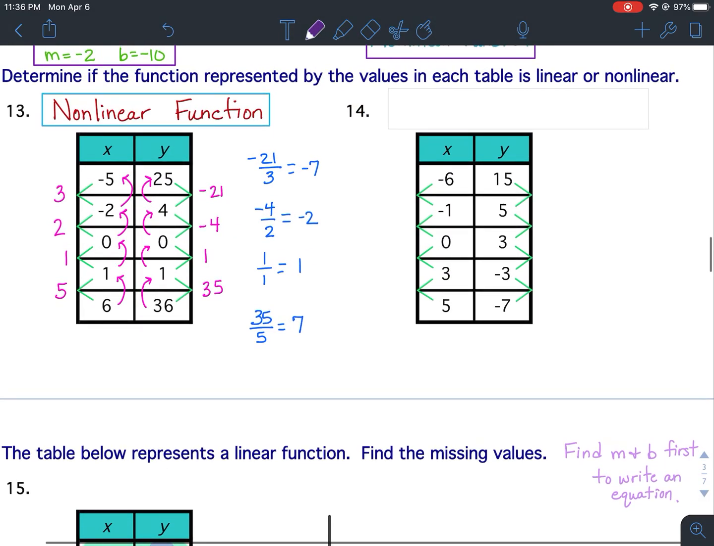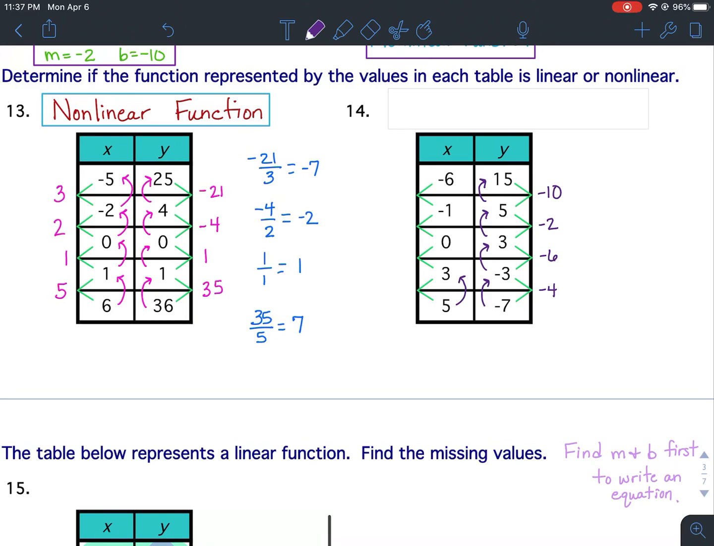Number 14. Again, starting from the bottom. Be careful. Negative 7 minus negative 3, minus a negative becomes plus 3. So this would be negative 4. Negative 3 minus 3 would be negative 6. 3 minus 5, negative 2. 5 minus 15, negative 10.